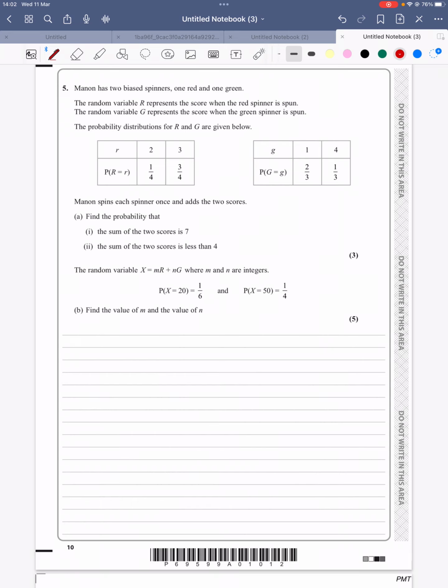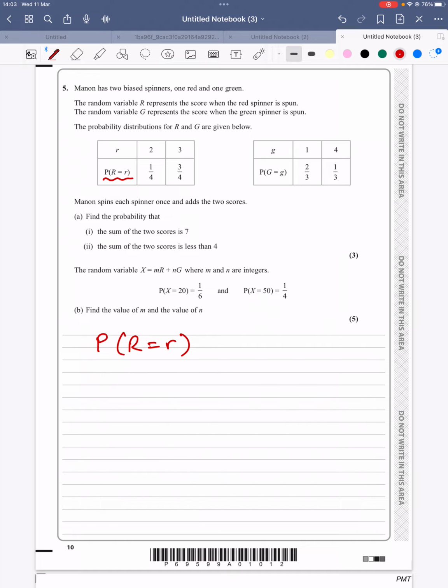Okay, so what do I know? First I need to read this properly. So the probability R equals lowercase r. Let's understand what this means. The way I want you guys to do this is to read this but replace R with its actual meaning. So we can see that capital R represents the score when the red spinner is spun.